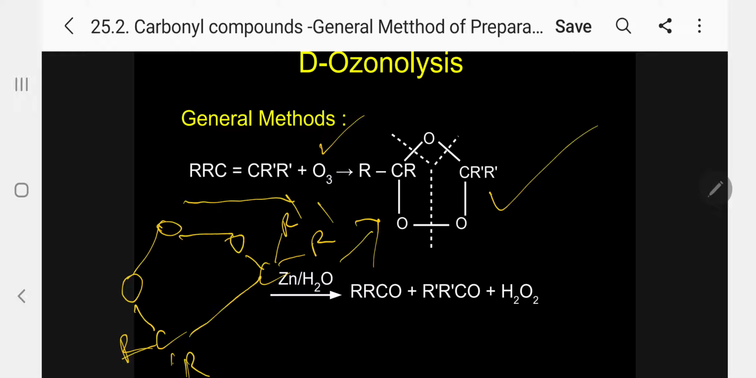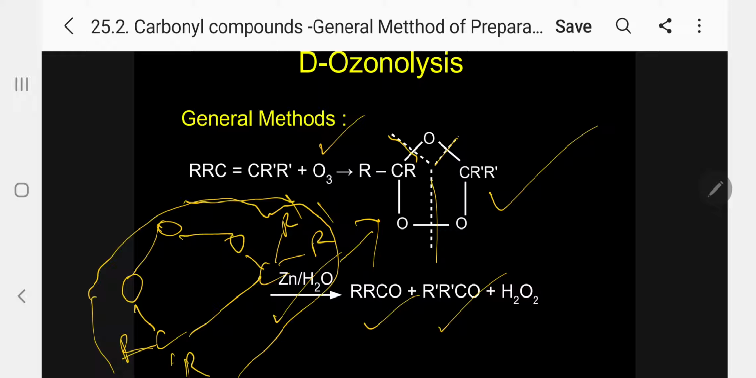Kindly follow. And this intermediate, on treatment with zinc and water, undergoes reductive cleavage here and here to produce the corresponding ketones or aldehydes along with hydrogen peroxide. This is the actual mechanism. In all cases, this intermediate is not shown, even in books, so we will write only the final intermediate.